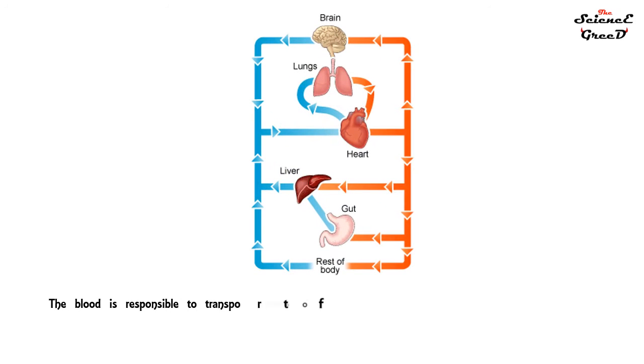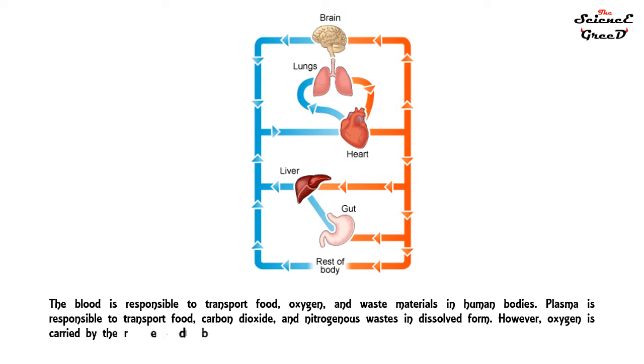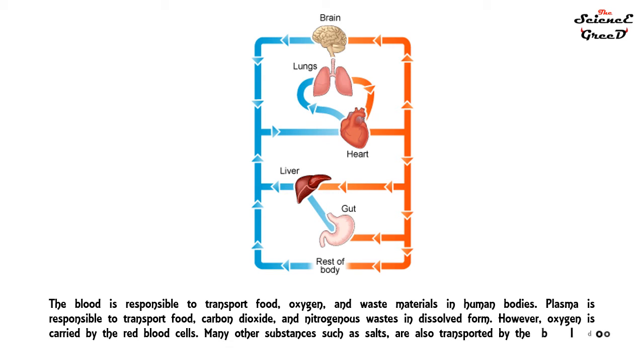The blood is responsible to transport food, oxygen, and waste materials in human bodies. Plasma is responsible to transport food, carbon dioxide, and nitrogenous wastes in dissolved form. However, oxygen is carried by the red blood cells. Many other substances such as salts are also transported by the blood.